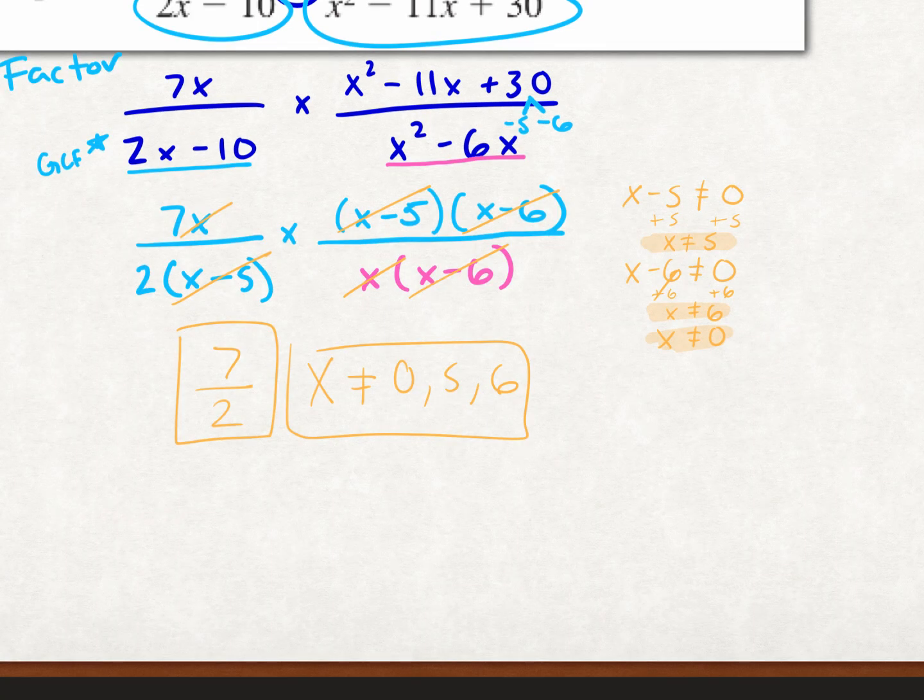Yep, so every pair that got crossed out, because remember, it has to be the same on the top and on the bottom, you have to set that not equal to 0. We have to state that in the domain.